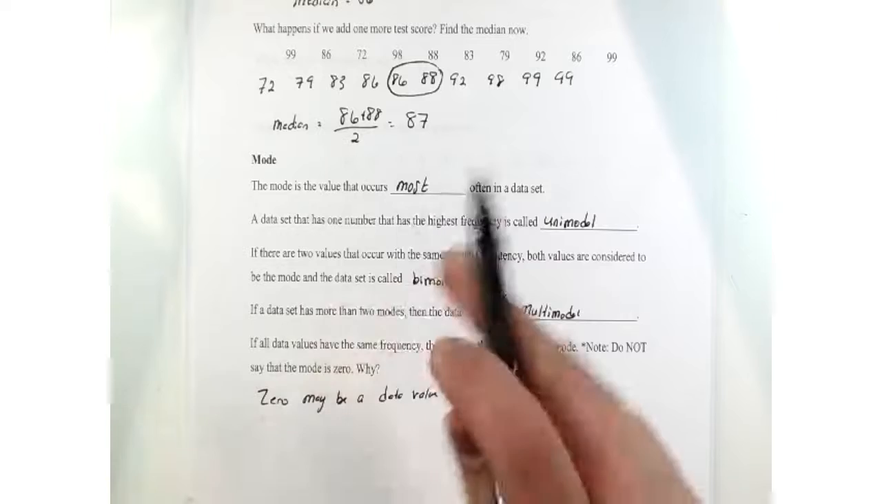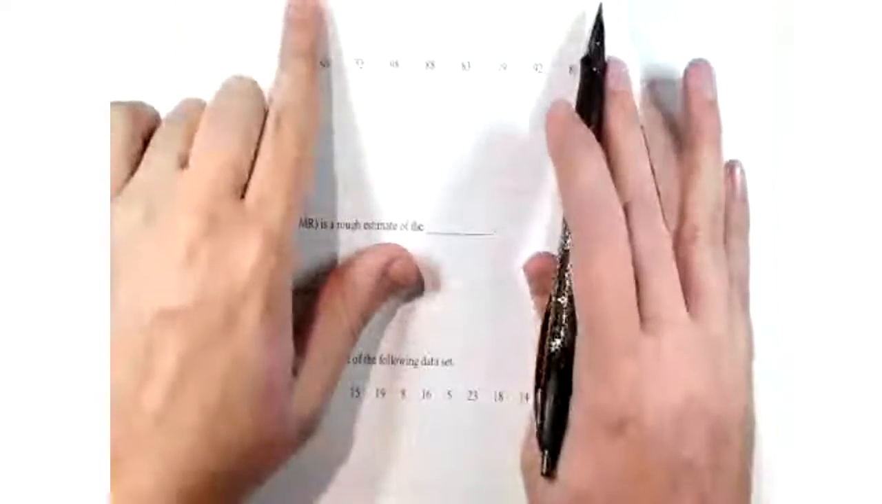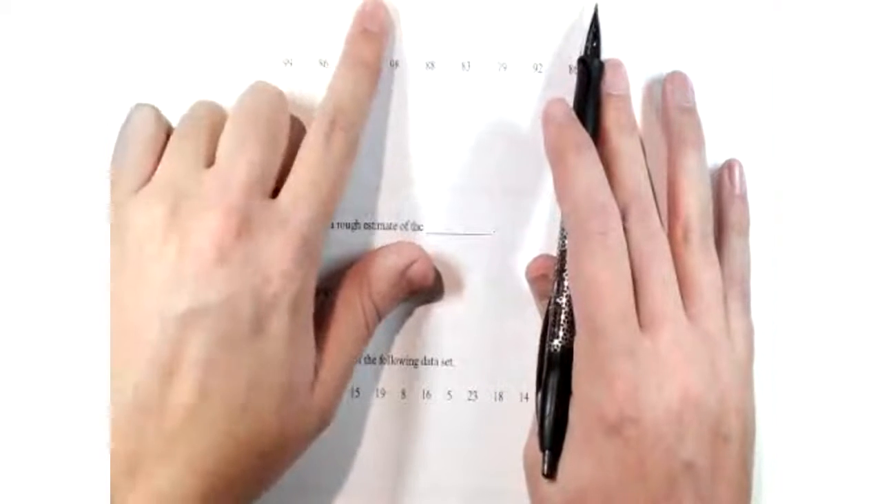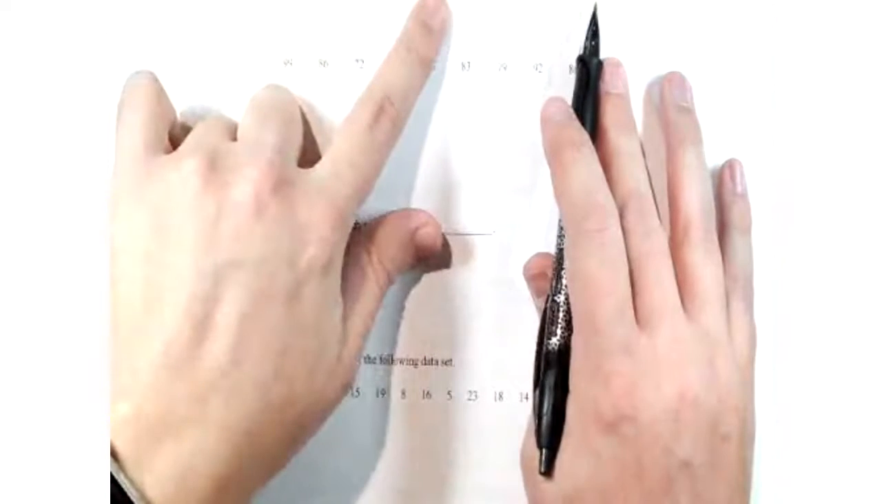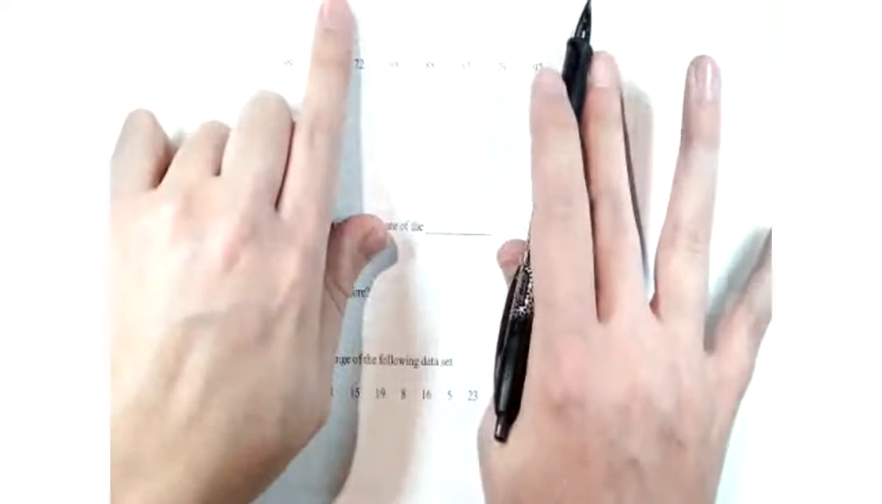Okay, so let's look at the two test score data sets that we had before and find the mode for each of them. We're just going to look for the number that occurs the most often. So in the first data set, 99 occurs once, 72 occurs once, 98 occurs once, 88 occurs once, 83 occurs once, 79 occurs once, 92 occurs once, but 86 is in there twice. So the mode would be 86. Makes sense? There's an 86 there and an 86 there.